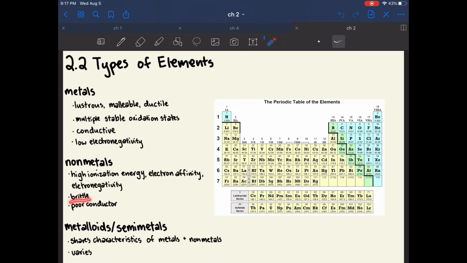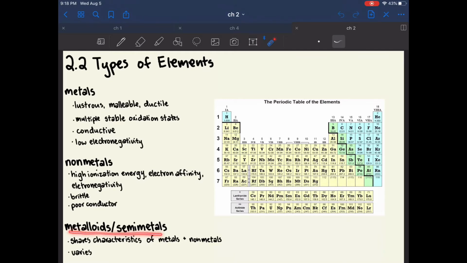Nonmetals are brittle. Nonmetals tend to form covalent bonds, and therefore their bonds are very much locked into a specific angle, so they're not malleable, and if you try to hammer a nonmetal compound, it would most likely crack. Nonmetals are also poor conductors because they're not swimming in a sea of electrons. They have very defined bonds, and therefore electricity doesn't really pass through them easily.